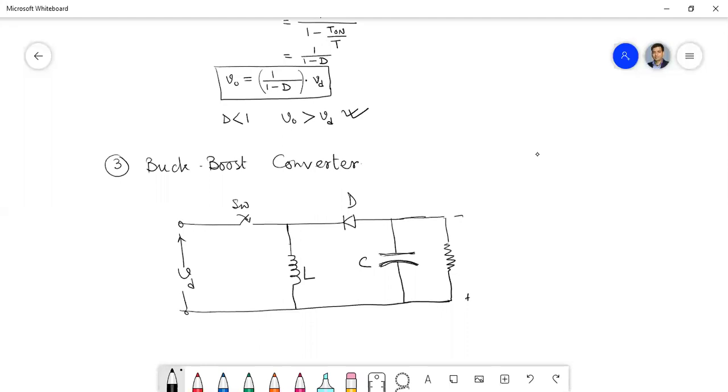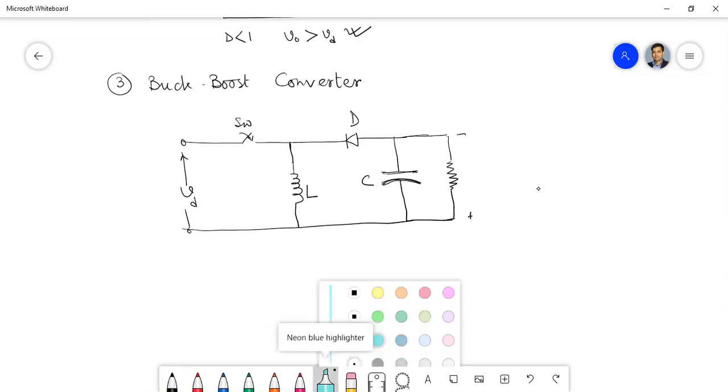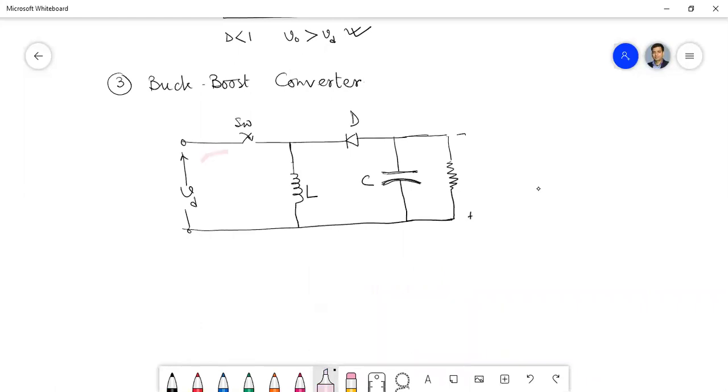Here also we'll take the same thing. We'll take the inductor power, inductor energy, and inductor voltage. When the switch is closed, let us take when the switch is closed. So what is the inductor voltage, in which direction? Vd. And this is the polarity, isn't it?